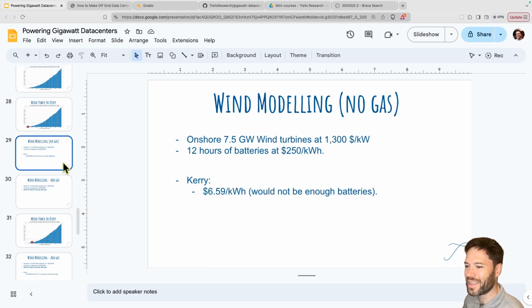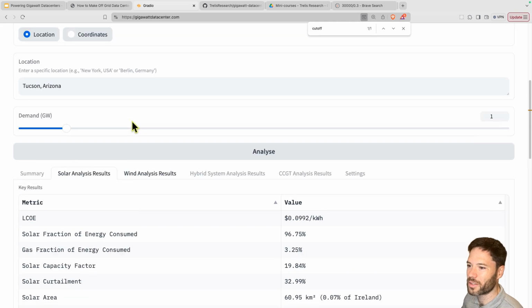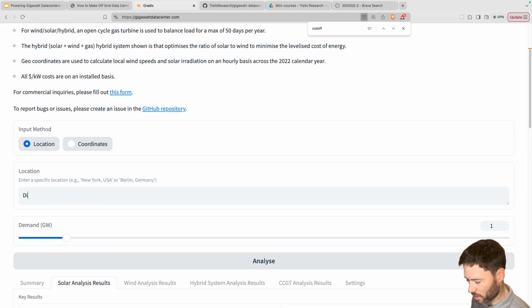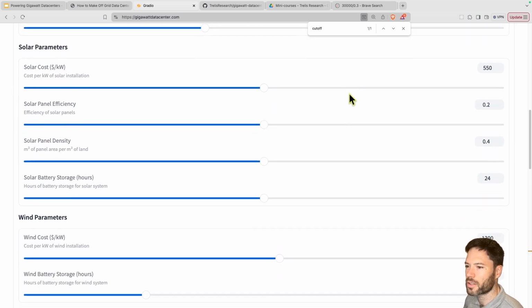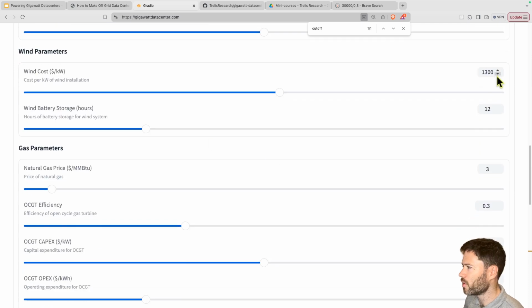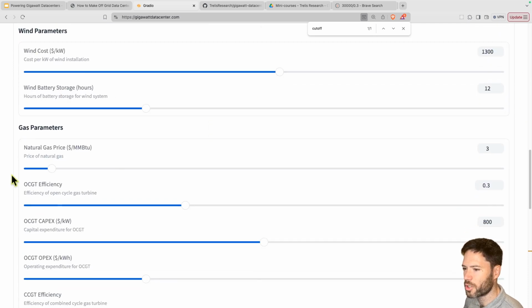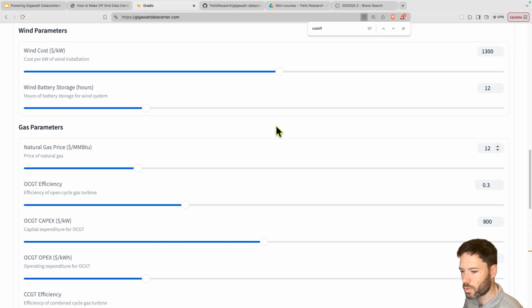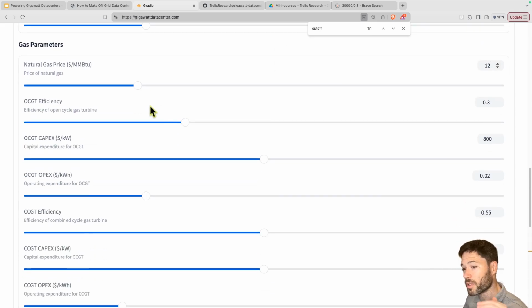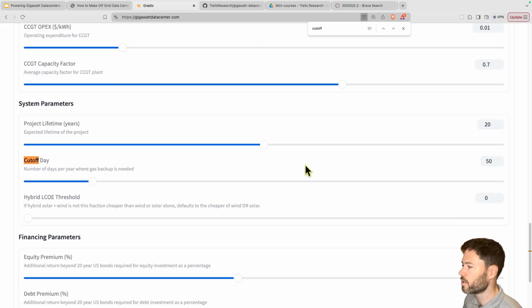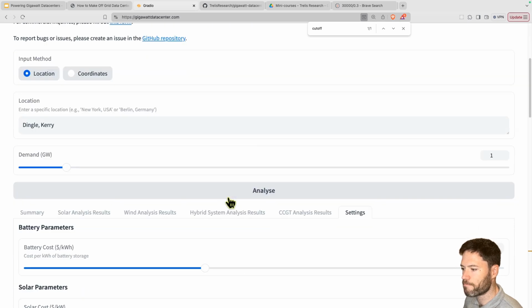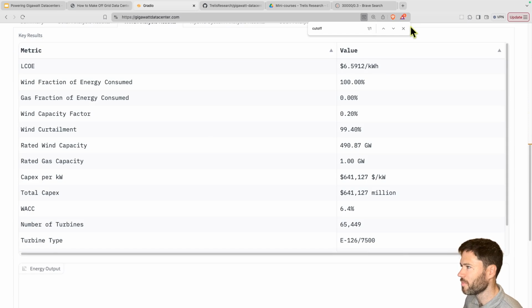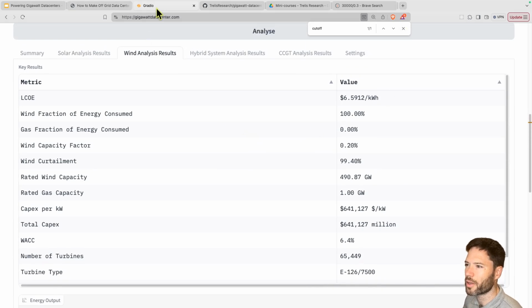And if we plug that into the model, I'll just do it quickly. So I'll go up here. Let's pick my location. I'll put in Dingle, Kerry, and let's check the settings. So the battery cost, I'm not going to change anything from solar. The wind costs 1,300, 12 hours of storage. The gas I'm going to put back to European prices, so $12 per MMBTU. It is relevant for the open cycle turbine that's used to top up, although that's not the first analysis we're doing. And the cutoff day here is going to be 0 because we're interested in that case where we're only going to use wind.